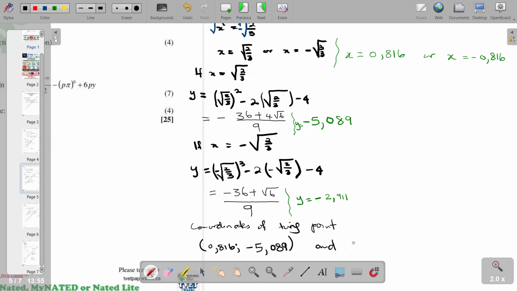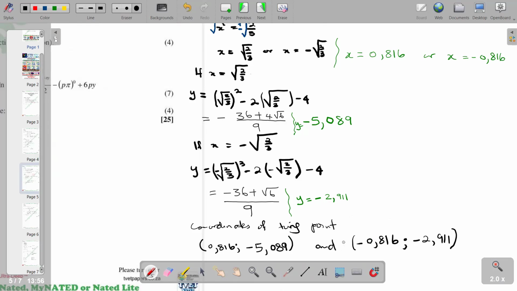The other one, we are having a negative 0.816, which is going to move with negative 2.911.